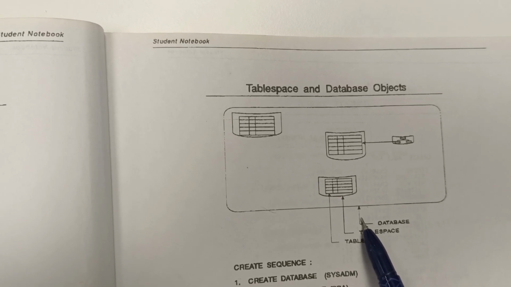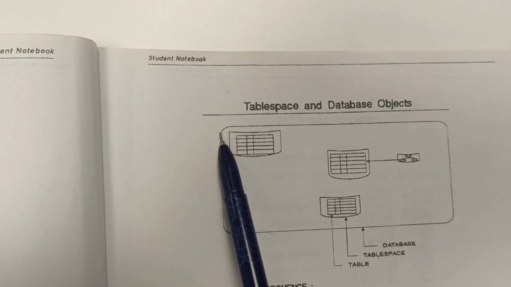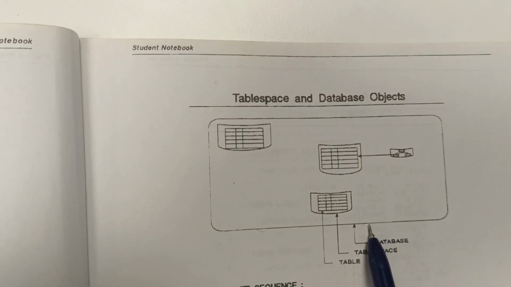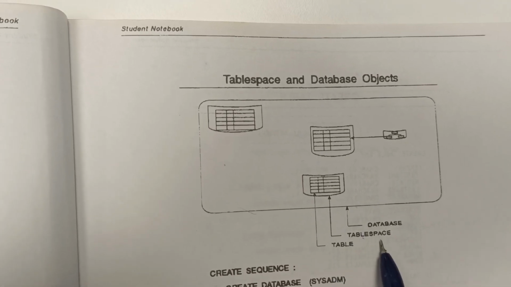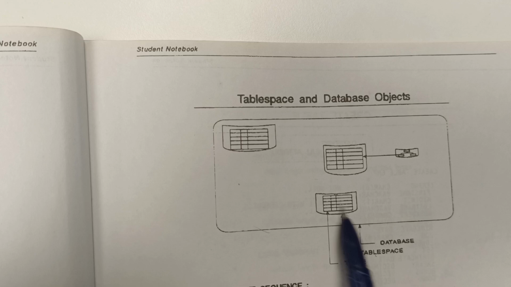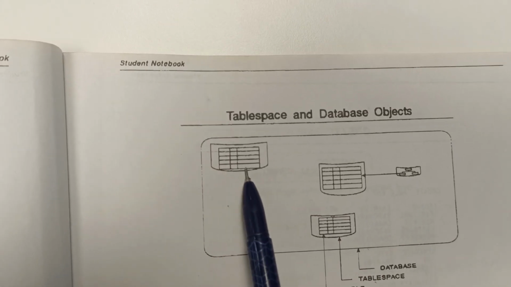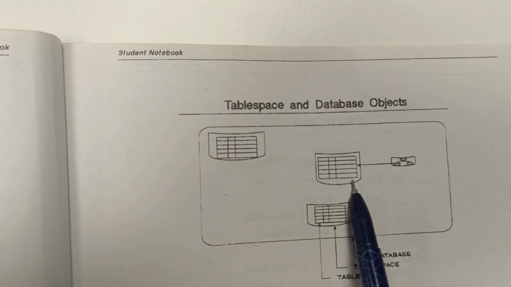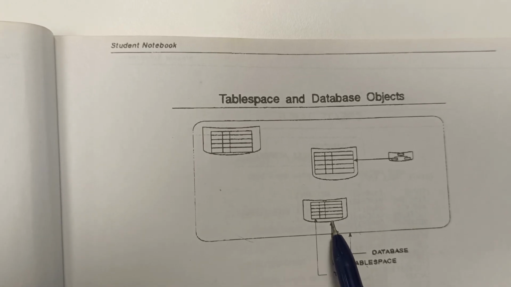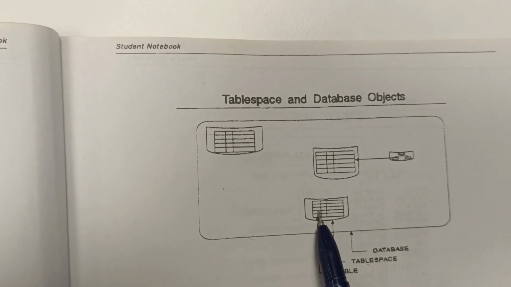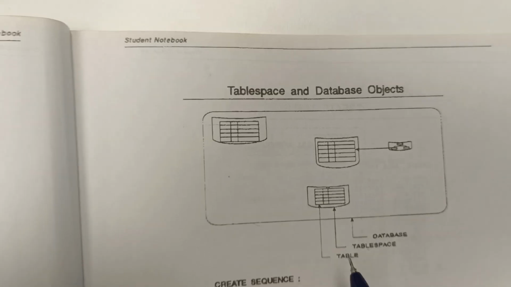You can see here the outline of the boundary is nothing but a table space. The arrow mark you can see, and this is a table space; inside the database we have a number of table spaces. This is one type of table space, and this is another table space, and this is another. Inside the table space again we can see the arrow mark. Inside the table space there are n number of tables.